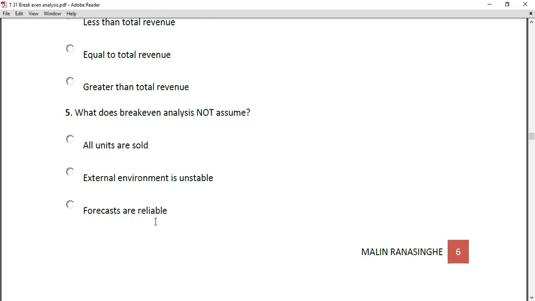Forecasts are reliable. So we assume that our forecasts are reliable. Actually, normally it cannot be predicted accurately; total cost, variable cost, fixed cost can change. The correct answer here is number 2. Yes, students gave the correct answers. External environment unstable, that we are not taking as an assumption. It should be the other way: we are assuming that the external environment is stable.